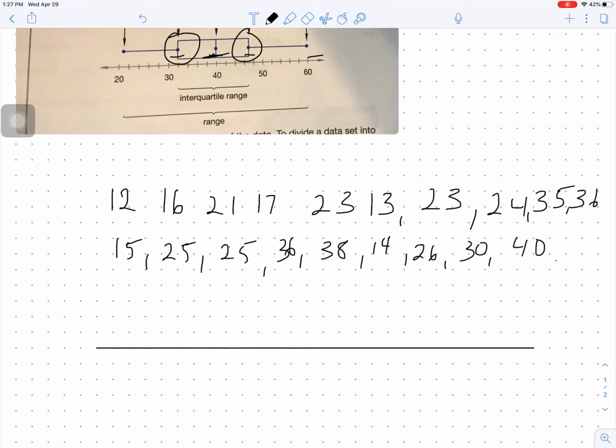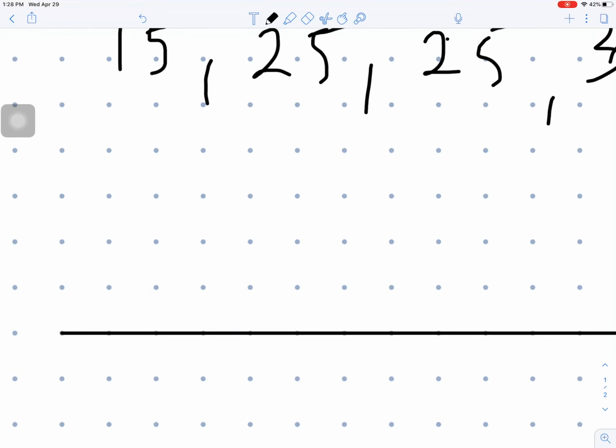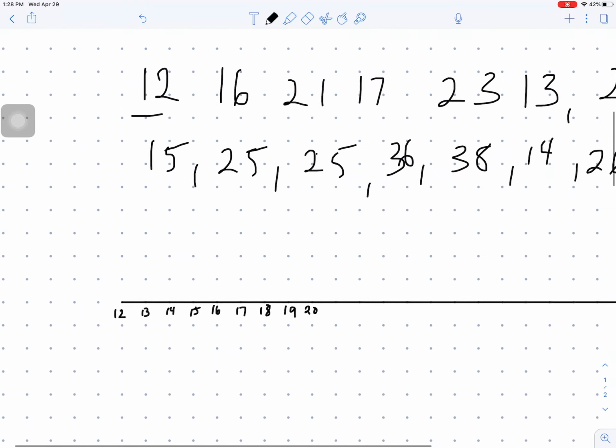But what it wants us to do first is create a line plot of all of those numbers. If I quickly look through here, it looks like they have laid it out nicely for me to see my outliers. 12 and 40 are definitely my outliers. So if I make my plot line: 12, 13, 14, 15, 16, 17, 18, 19, 20.